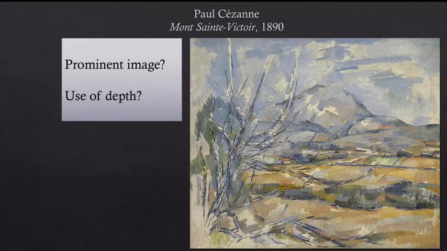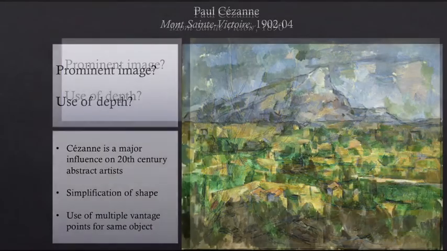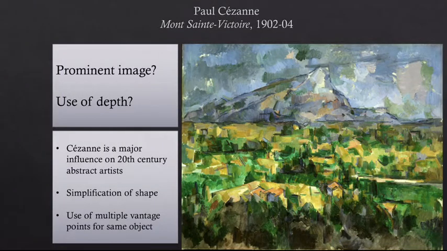This is 1890. The next image will be extremely important when it comes to influencing abstract artists later in the 20th century. The shapes are very simplified. And in some ways, this can be a precursor, because of its use of multiple vantage points for the same object, it can be a precursor to Cubism.